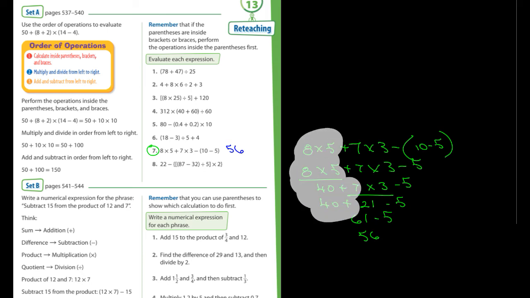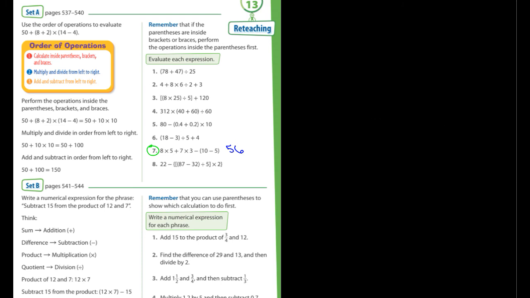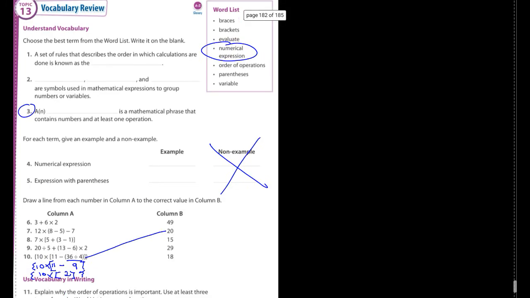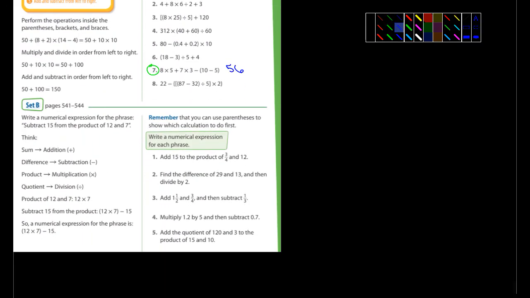I think you guys can do the rest of those on your own. Okay, set B, what are they asking us to do here? Let's see, write a numerical expression for the phrase, subtract 15 from the product of 12 and 7. Well, the product of 12 and 7 is multiplying, and so it'd be that in parentheses minus 15.